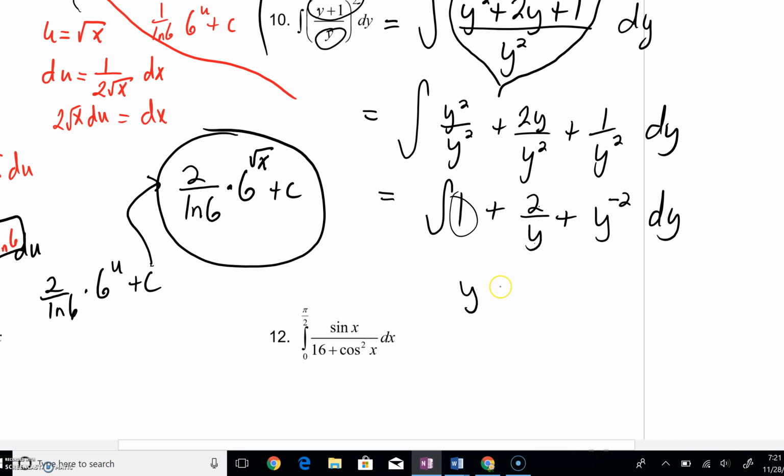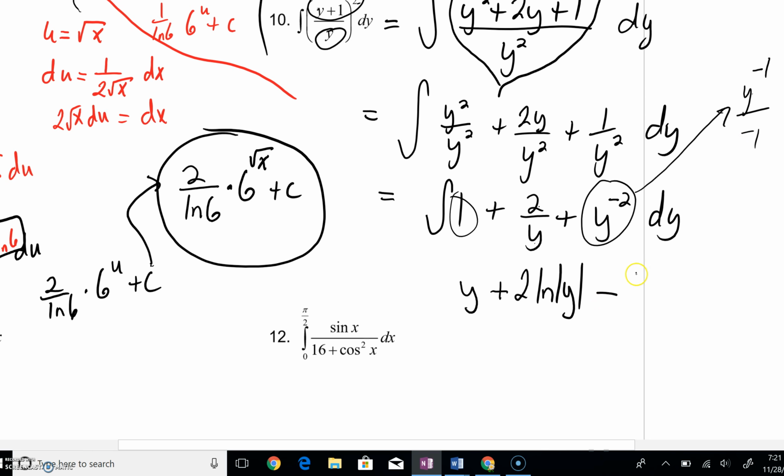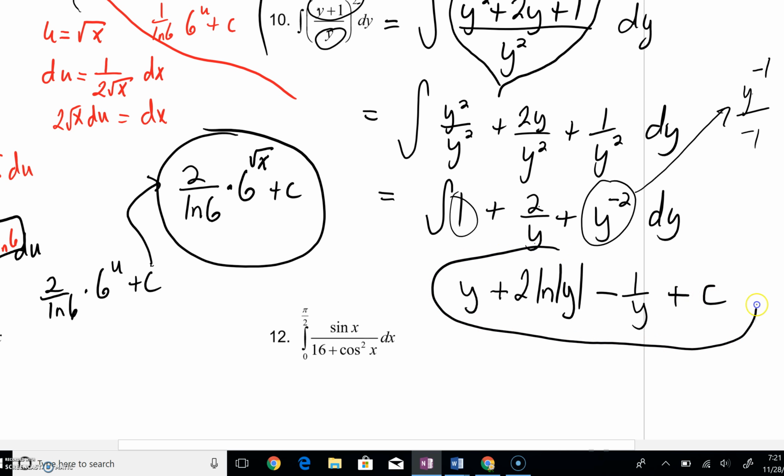Antiderivative of 2 over y, the 2's out in front, but it's the natural log of the absolute value of y. Now this thing right here, y to the negative 2, if you were to take an antiderivative, you'd have to make it y to the negative 1 over negative 1. You bump your power up, and it would effectively become negative 1 over y. Don't forget you'll need a plus c for a constant, and that is number 10.